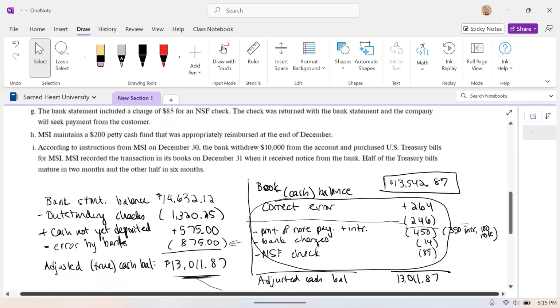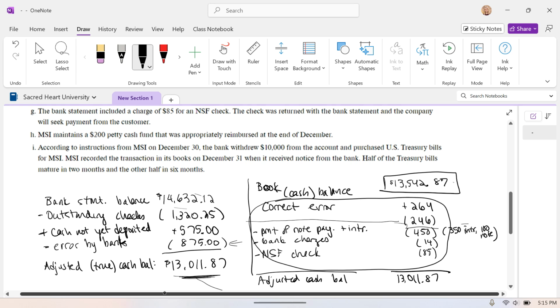And then we need to go to this last piece of information. On December 30th, so whatever we had in this bank statement balance is after this transaction has taken place. The bank withdrew $10,000 from the account, and on behalf of the company, it purchased treasury bills. The company recorded it in the books, so it's all included in what we see in this book balance.